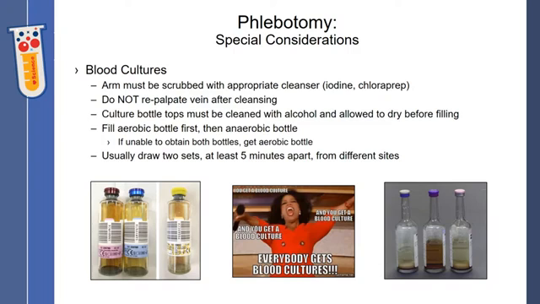And then the image on the right, these are actually glass bottles. I believe this company is moving to plastic bottles, which is obviously safer in case you drop it. So you can see on the 2 bottles on the right, that's your anaerobic and your aerobic bottles. And then the one with the little gray lid on it is your pediatric bottle. So you can see it has a little bit less volume in it. It requires less blood to go into it.